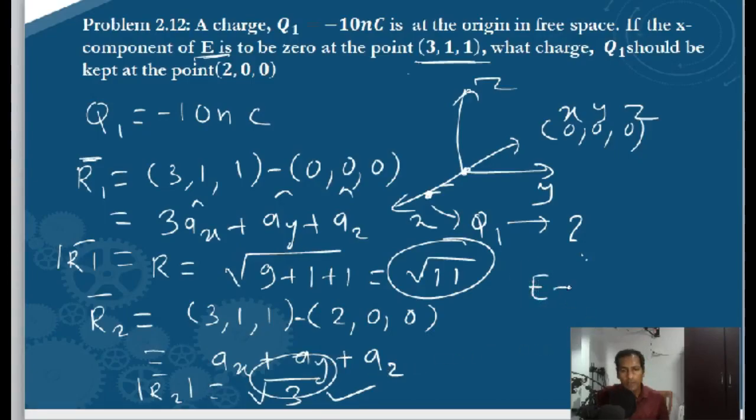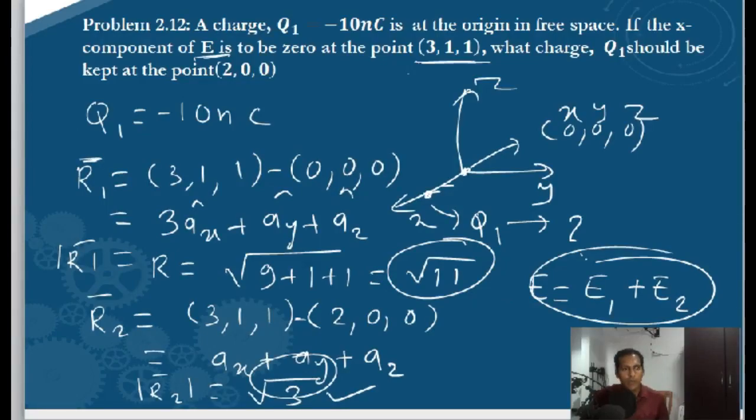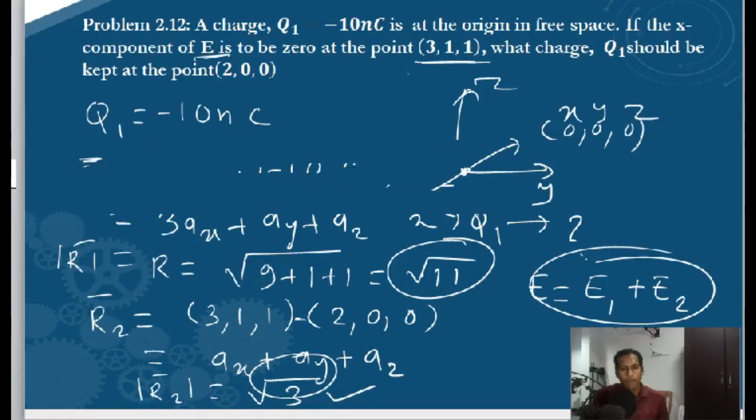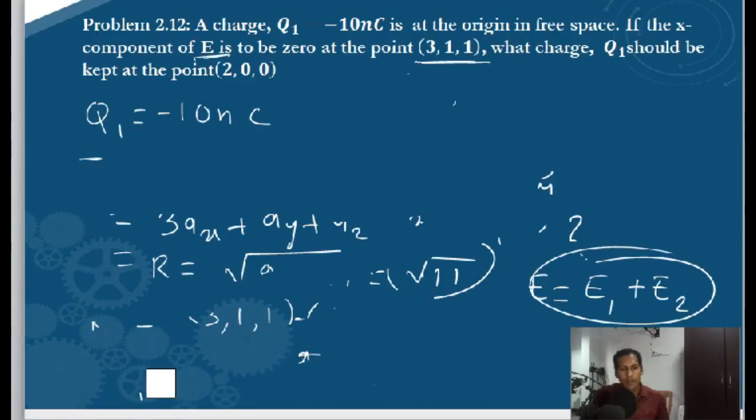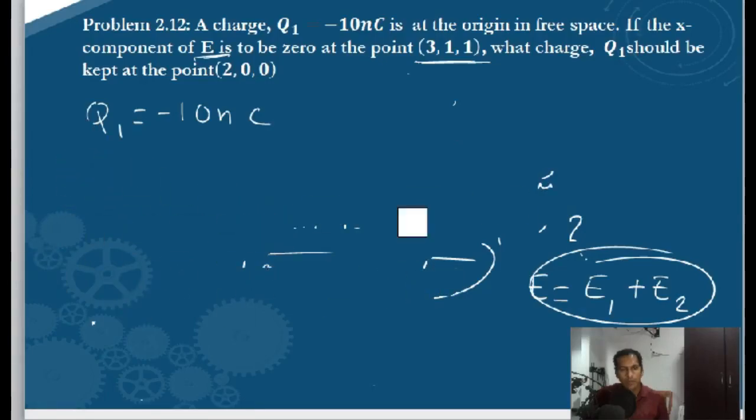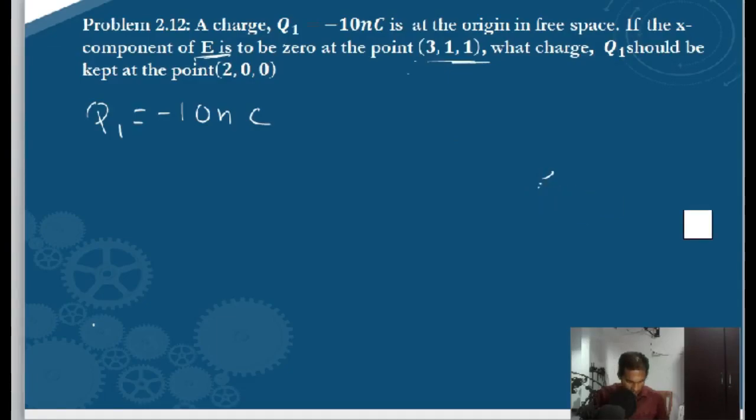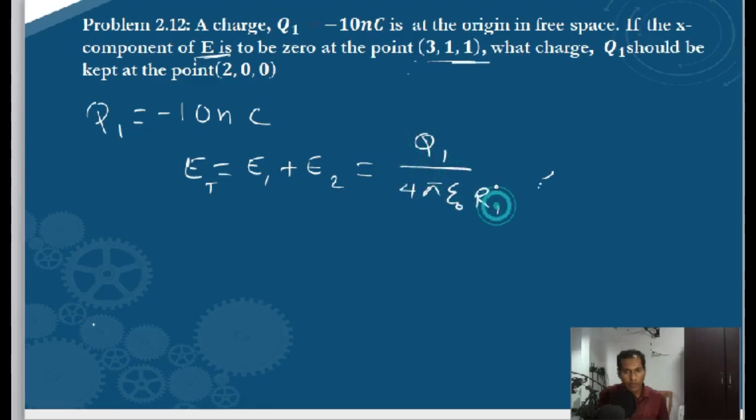So what will be the total electric field intensity? It will be the addition of E1 plus E2. So now let us keep the values and calculate it. So let us find out the value. What will be the formula? Say E total is equal to E1 plus E2. What is the E formula? For E1, Q1 divided by 4 pi epsilon naught R1 squared into AR1 cap, plus the second one, Q2 divided by 4 pi epsilon naught R2 squared into AR2 cap. So this is the formula.